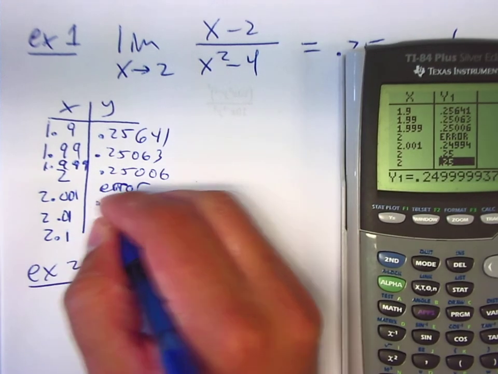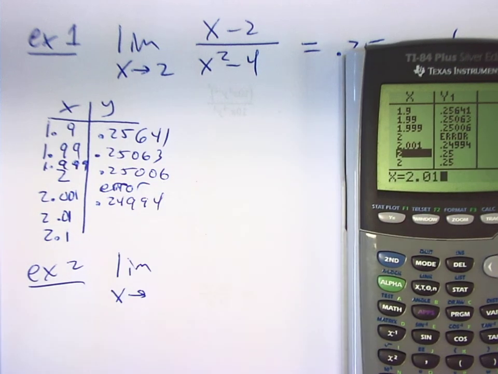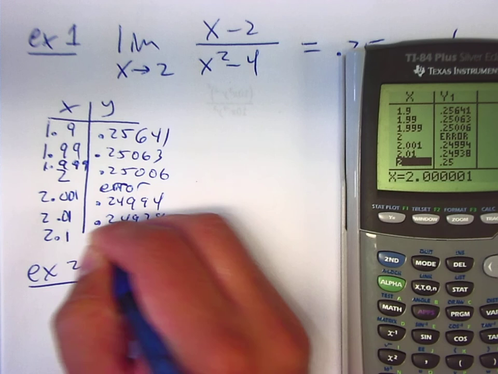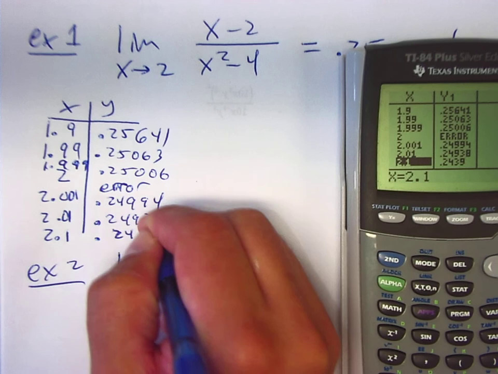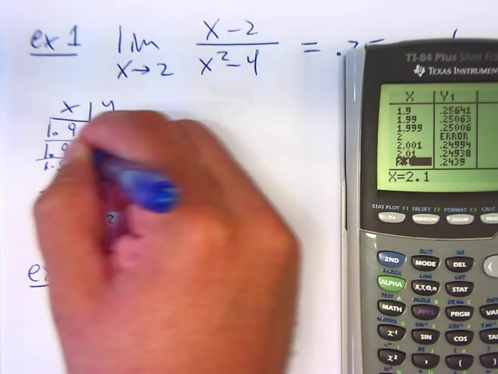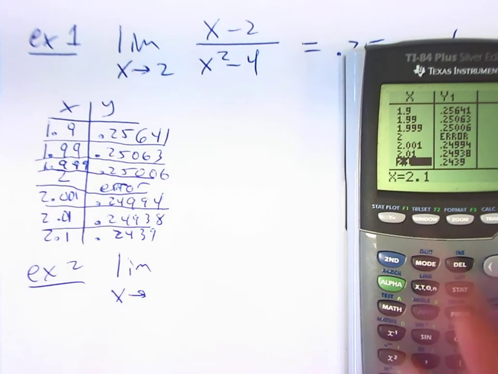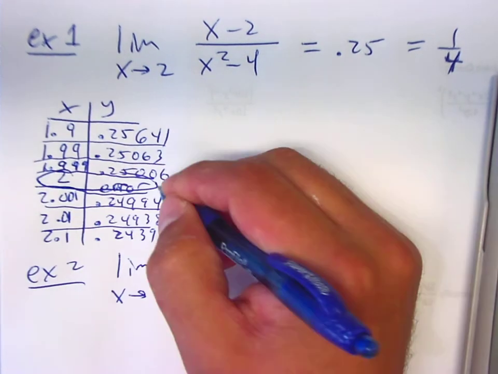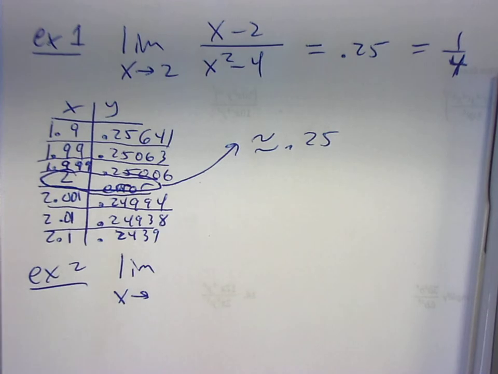2.001 was 0.24994. 2.01, 0.24938, and this was 0.2439. Okay, so here was our table of values. It's better to have it right here, and we said that it looks like it's approximating 0.25, right? So that's how we can use the calculator to figure out what that limit is going to be.